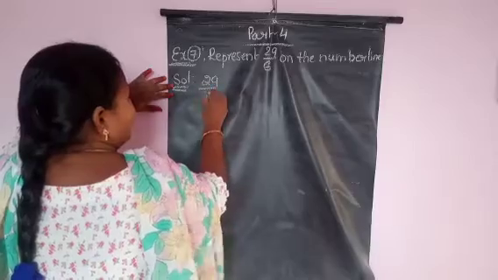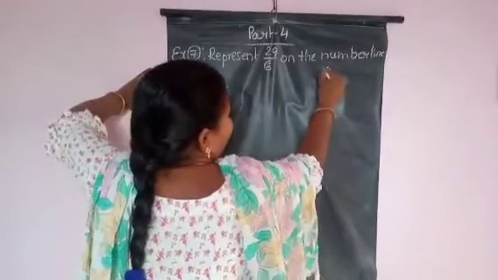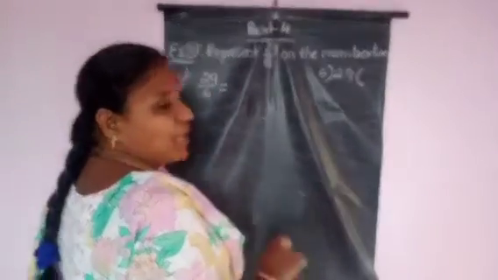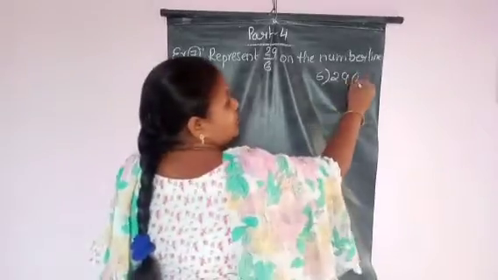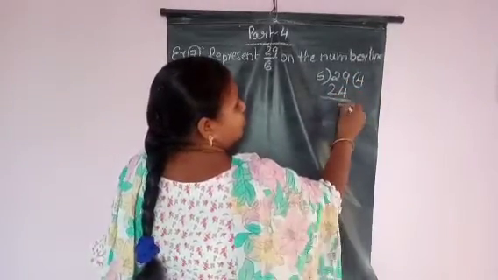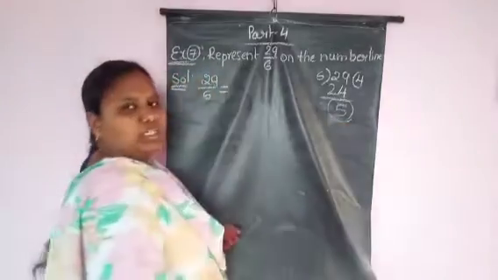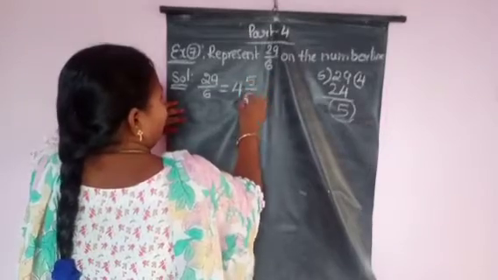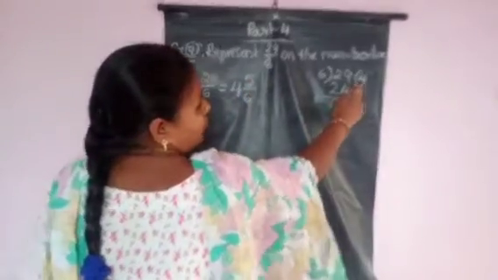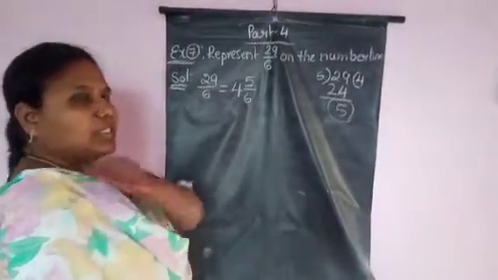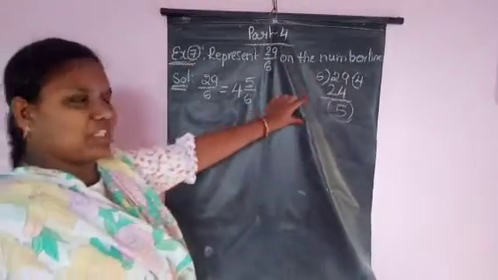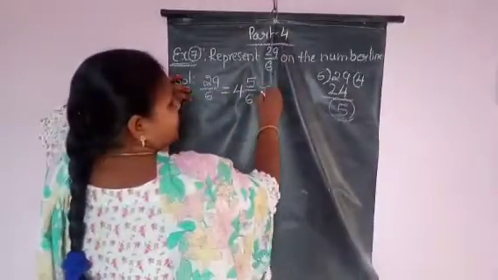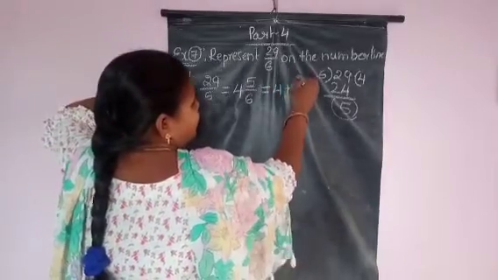So first convert this improper fraction to a mixed fraction. Given 29/6, it can be written as: 6 fives are 30, so 6 fours are 24, remainder 5. So now it is equal to 4 5/6. This is the mixed fraction for this improper fraction. 4 5/6 means 4 plus 5/6.